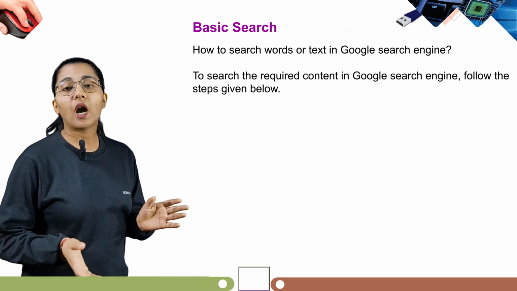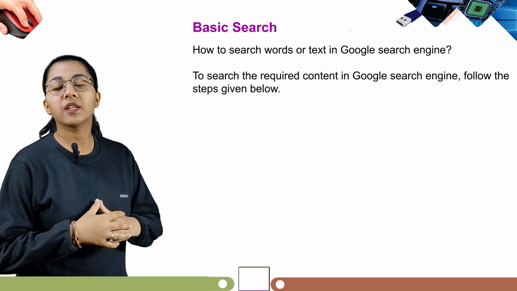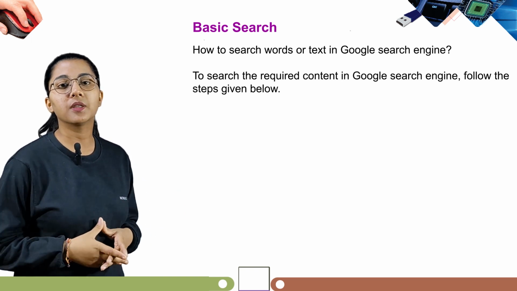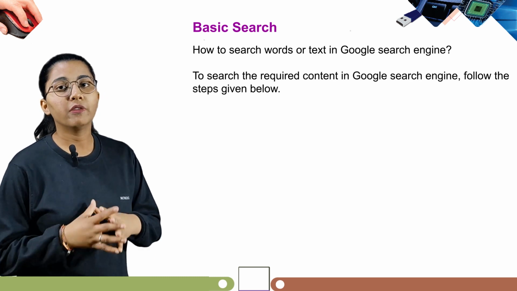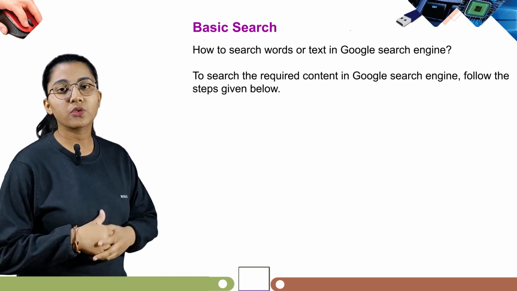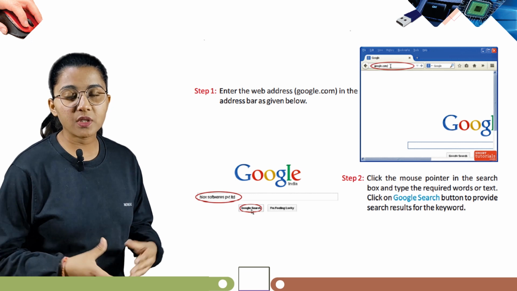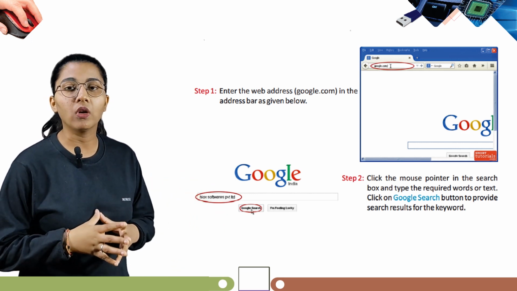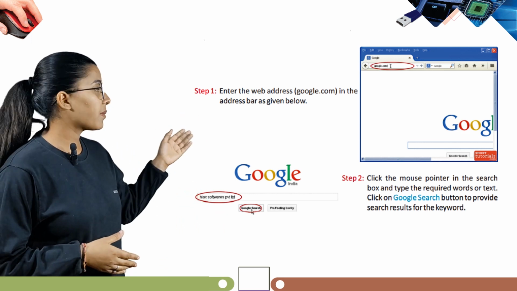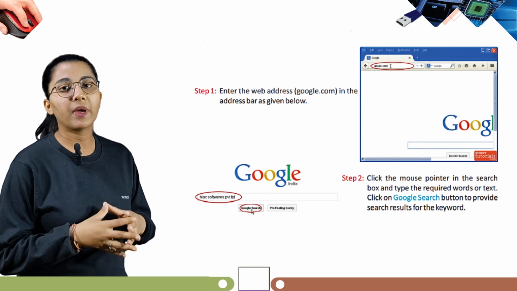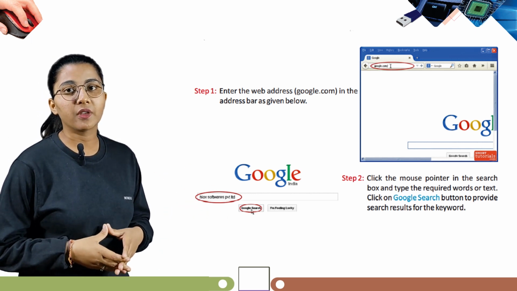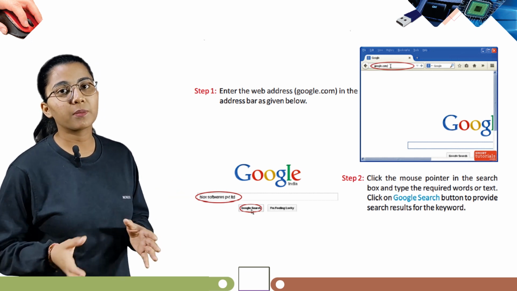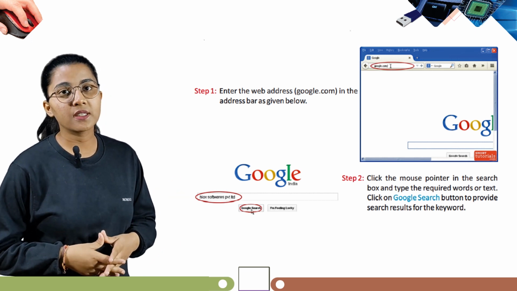So students, how will you search a text in your Google Chrome? Let's learn about it. To search the required content in Google search engine, follow the steps given below. So students, you have to follow some steps if you want to search something on Google. Our first step is enter the web address, that is google.com, in the address bar. So students, you have to type google.com in the search bar.